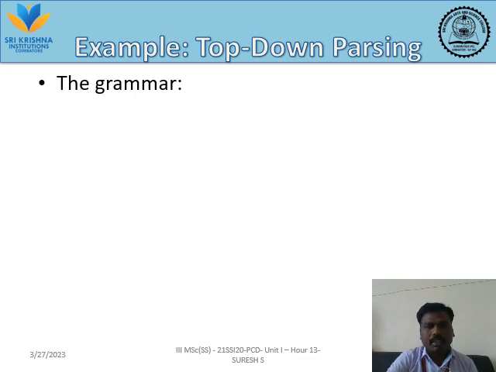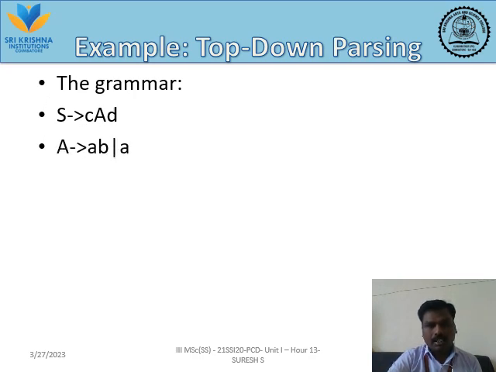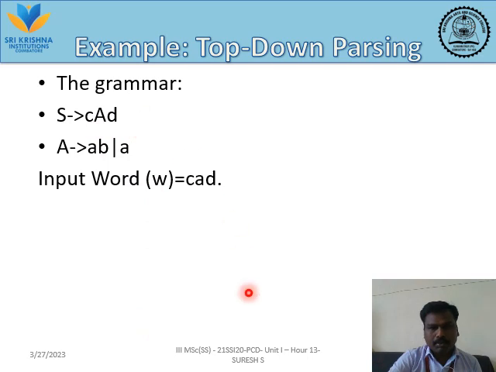So the example for top-down parsing. Look at the grammar here. S is the start symbol, and S derives cAd. Then A derives AB or a. Consider the input symbol here. Let me take the pen.